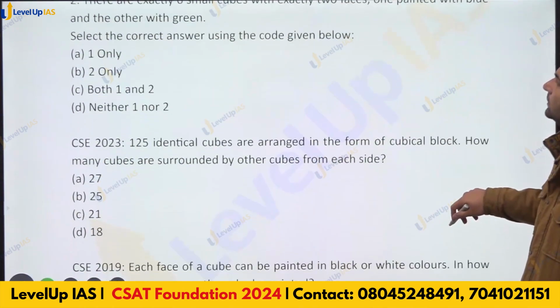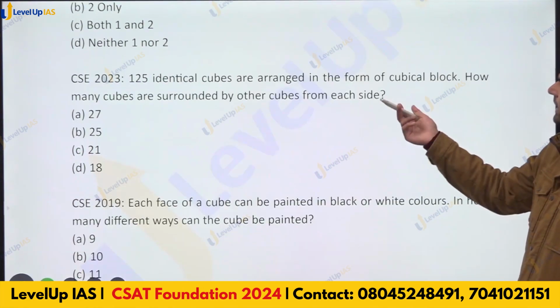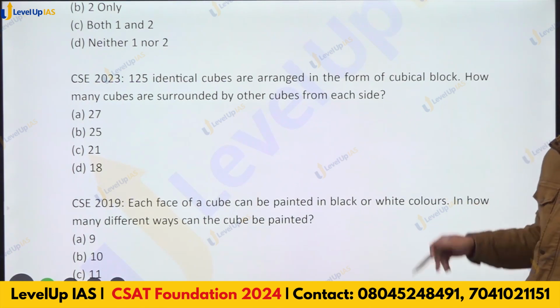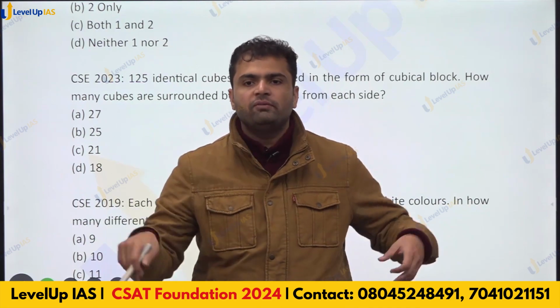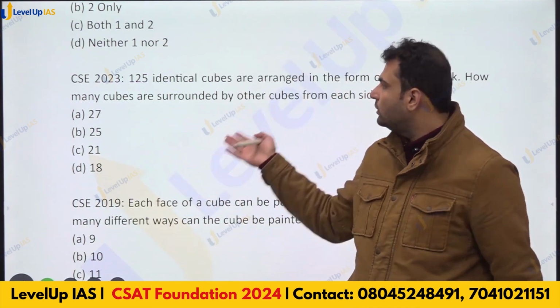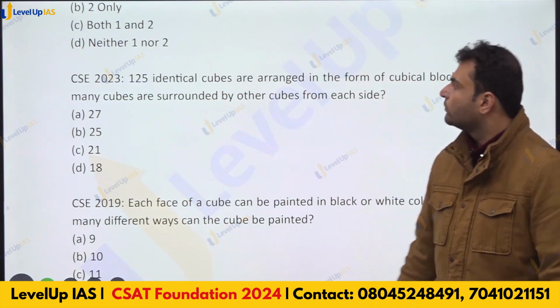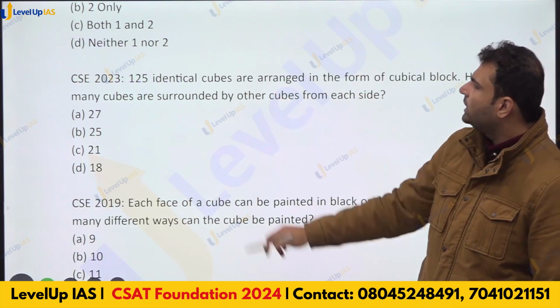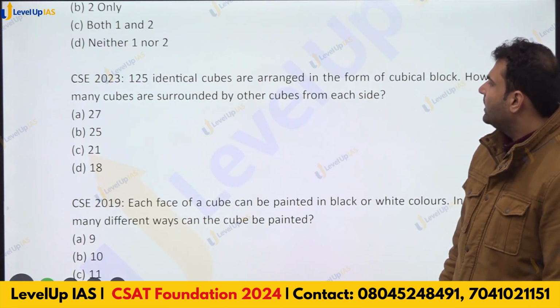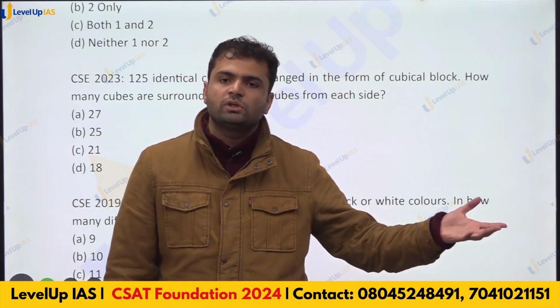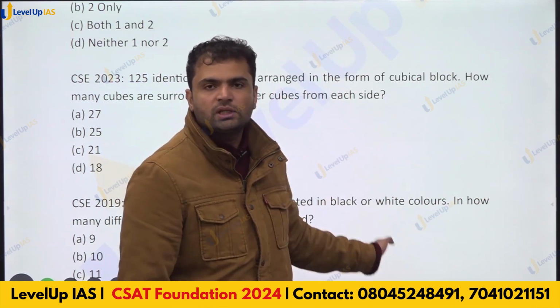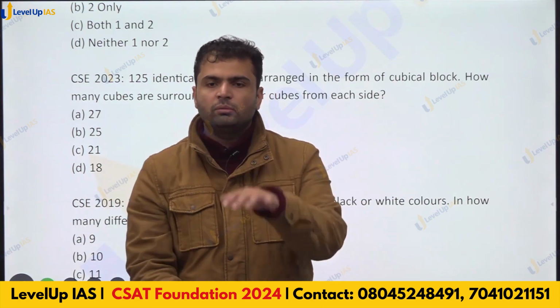Next, 125 identical cubes are arranged in the form of cubical block. So you know that 125 is a 5 cube. So we have cube of side 5 into 5 into 5, and it is being cut into 125 smaller cubes. Fine. Question is, how many cubes are surrounded by other cubes from each side? Basically, we want a cube that is not exposed to the surface. Exactly like previous question, we have to come one inside from each side.